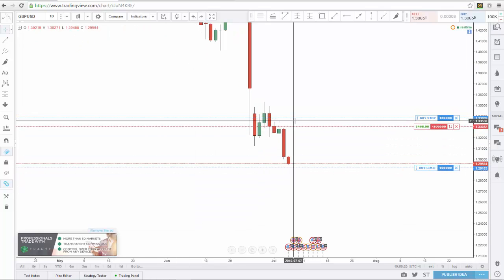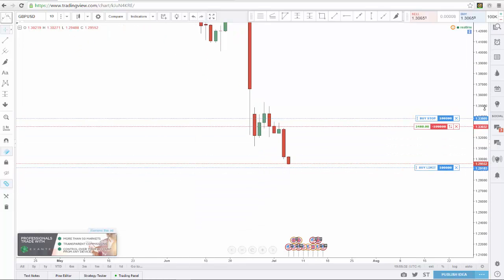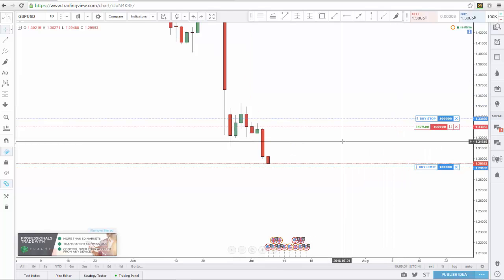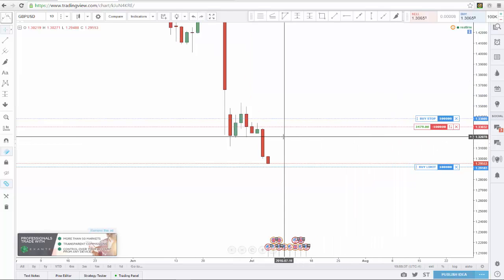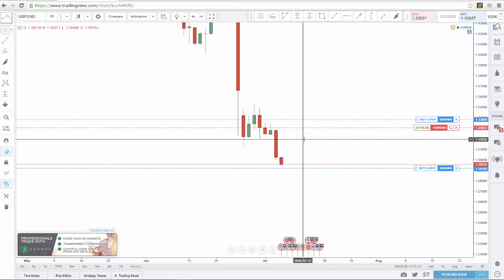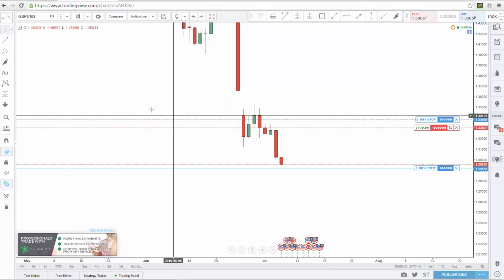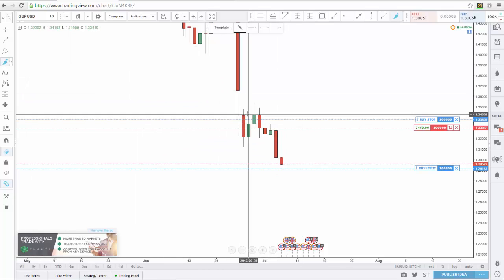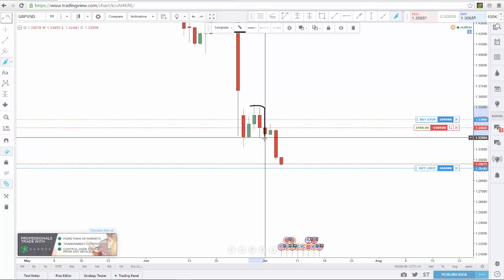So if you remember in the beginning of the video, I told you that I was going to tell you how I connected a few different things in order to get involved in this trade. And one of those things was a simple candlestick formation. That candlestick formation being an engulfing candle here on the daily chart.